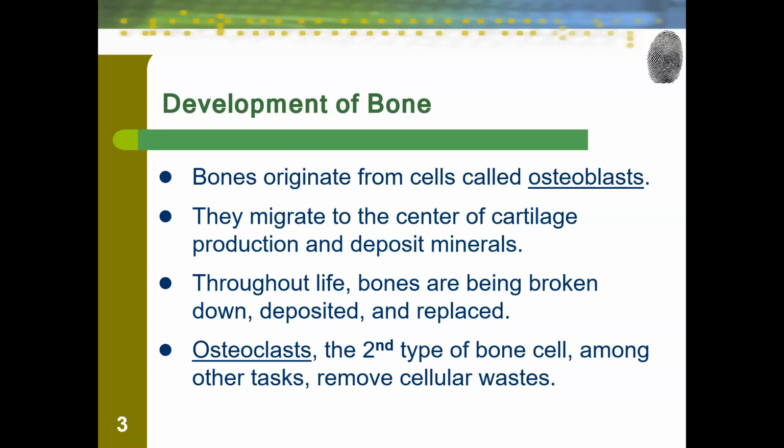Osteoclasts are the second type of bone cell, and they are partly responsible for this maintenance of bones. They do a lot of different things, but mainly remove cellular wastes. How I remember them is osteoblast, B, comes before osteoclasts, C. B comes before C. We can't have a cleanup crew until we have bones to begin with.